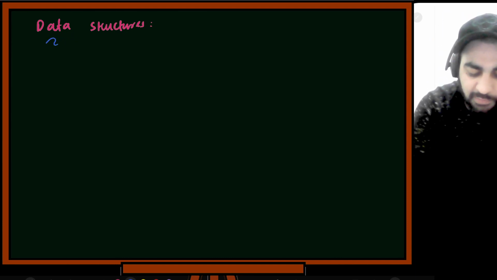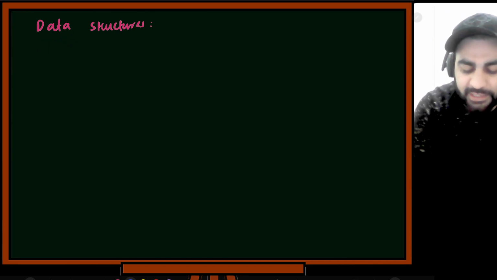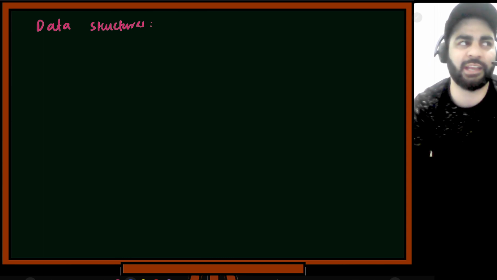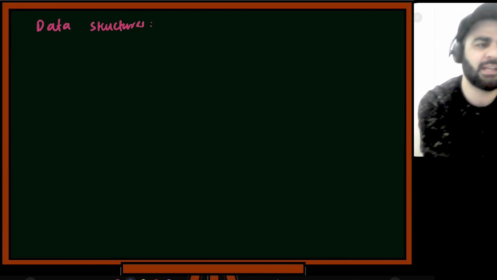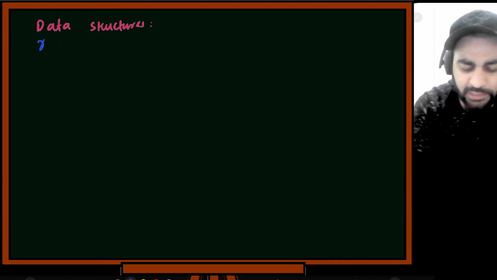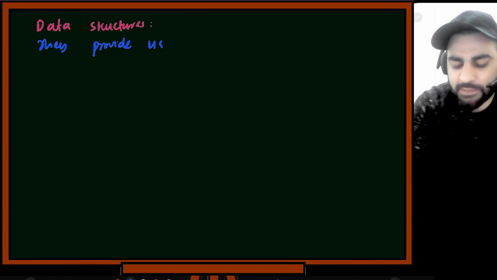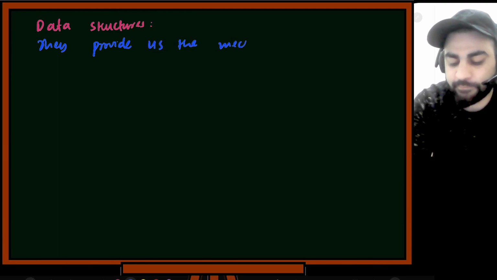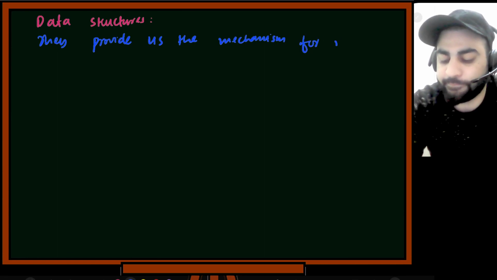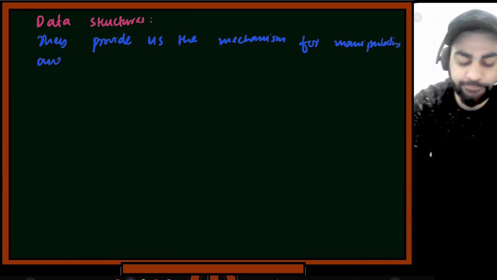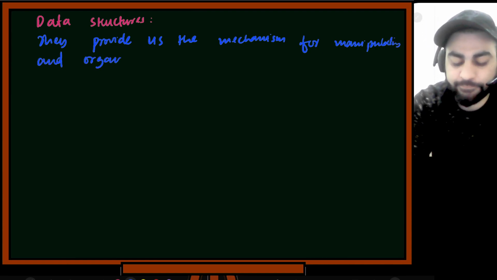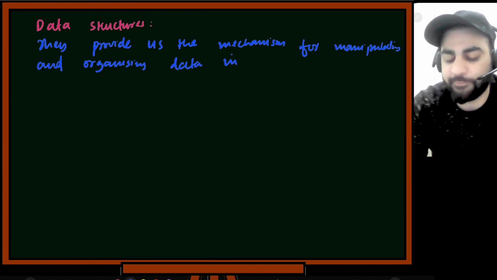So what is a data structure? These are basically memory locations again, like variables, where we store some data. They provide us the mechanism for manipulating and organizing data in a certain way.